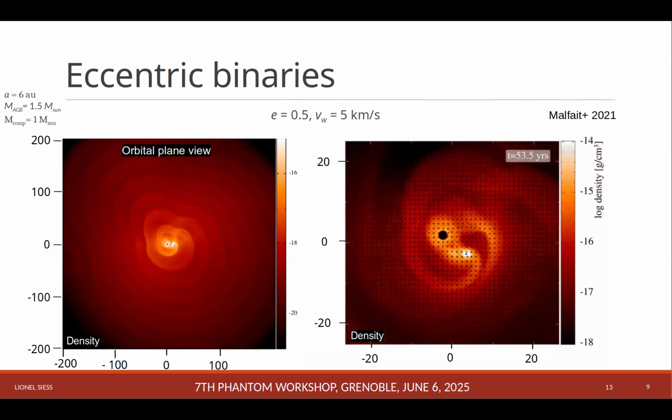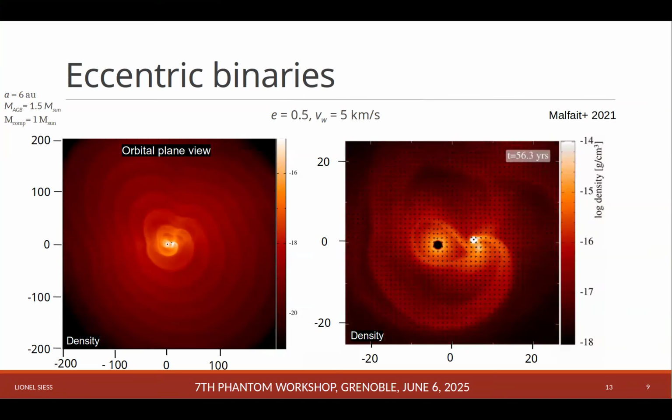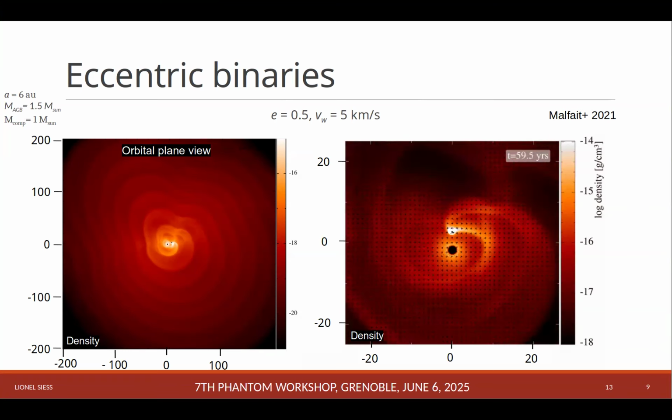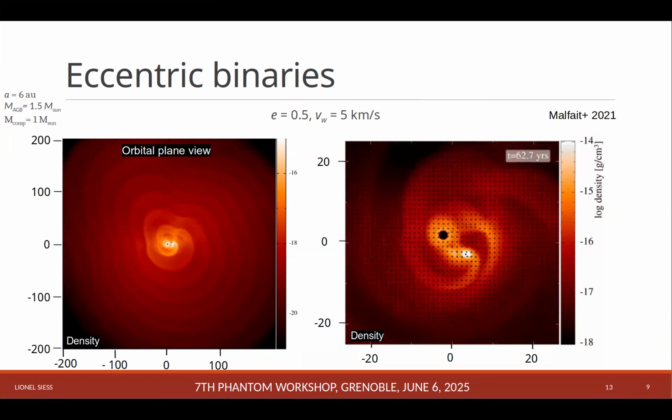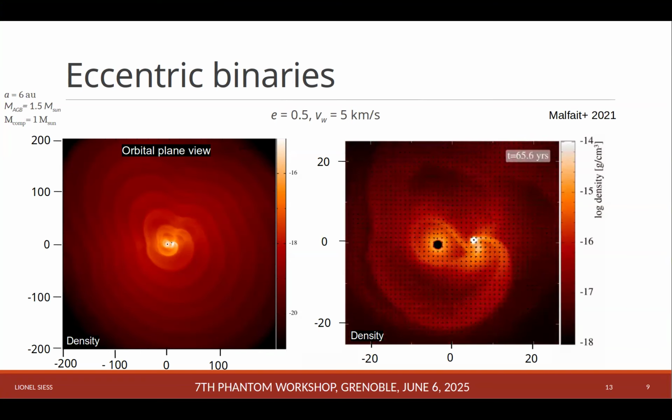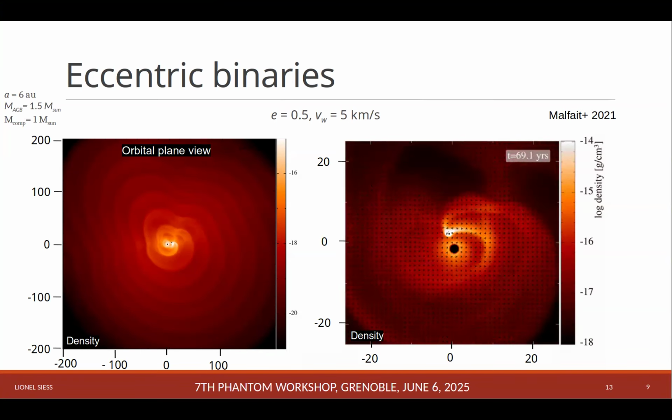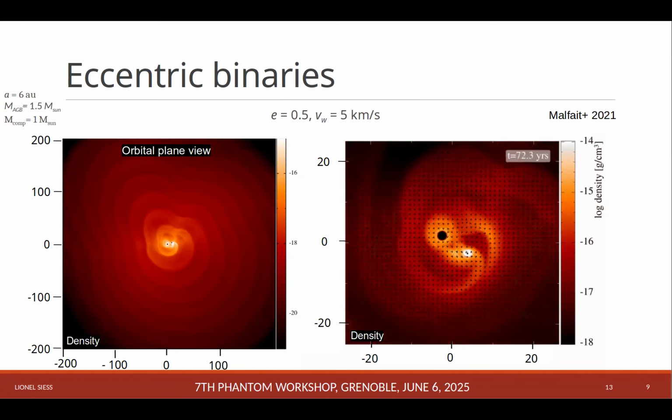generates some very strange patterns. And we explored all those parameters just to see if eventually some features in the ALMA observation could be associated with these kinds of simulations.